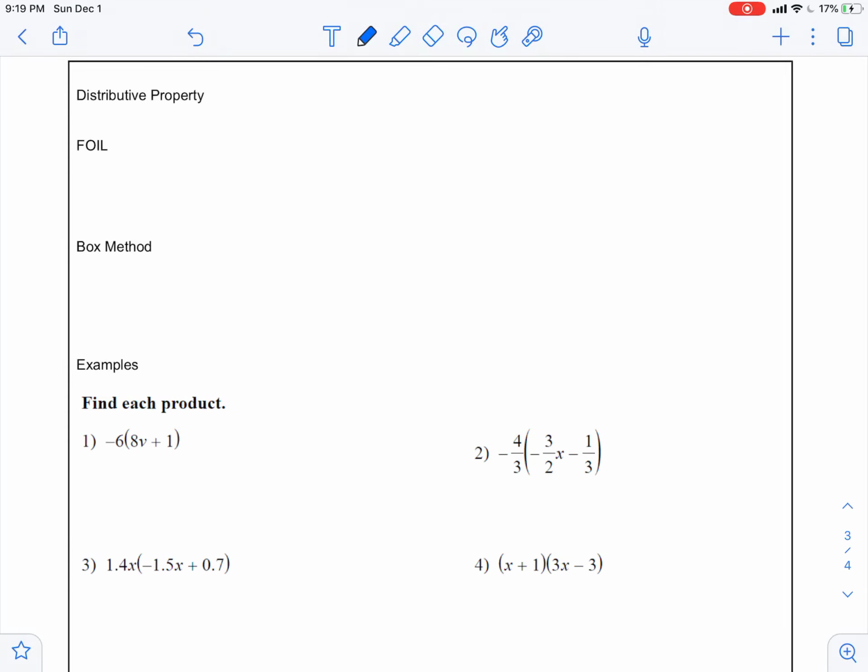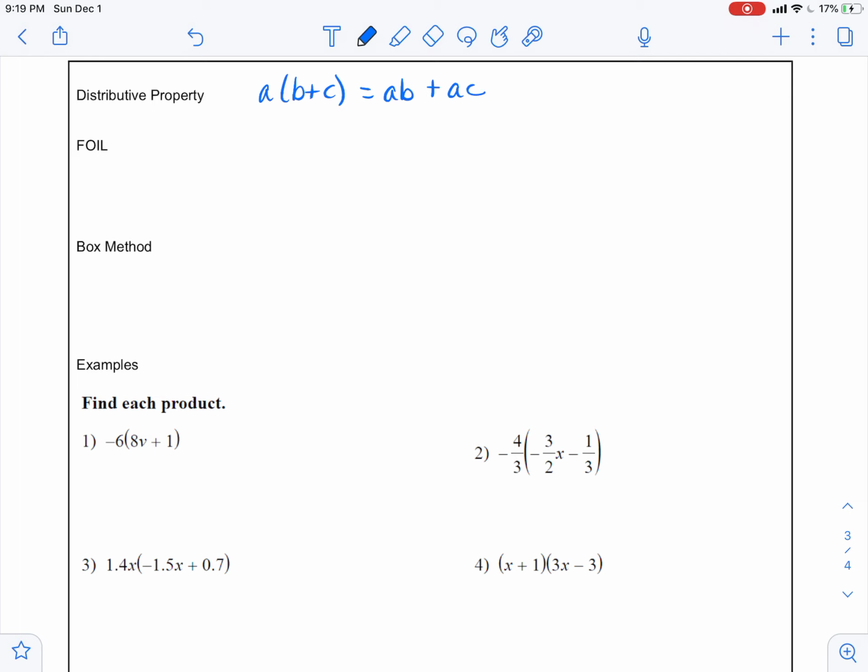Okay, and welcome back to part 2 of multiplication of polynomials. We're going to start again with the distributive property. And again, a reminder of what the distributive property says. It says A times (B plus C) is A times B plus A times C.